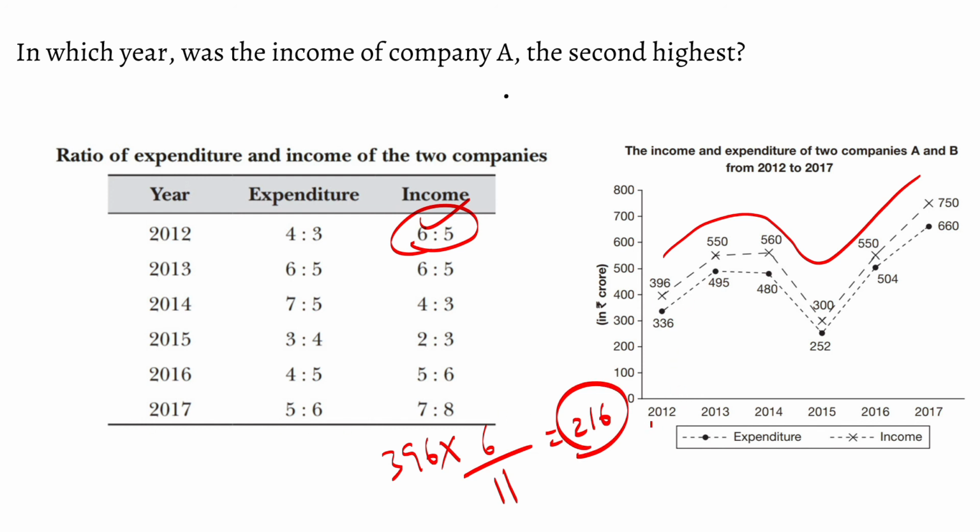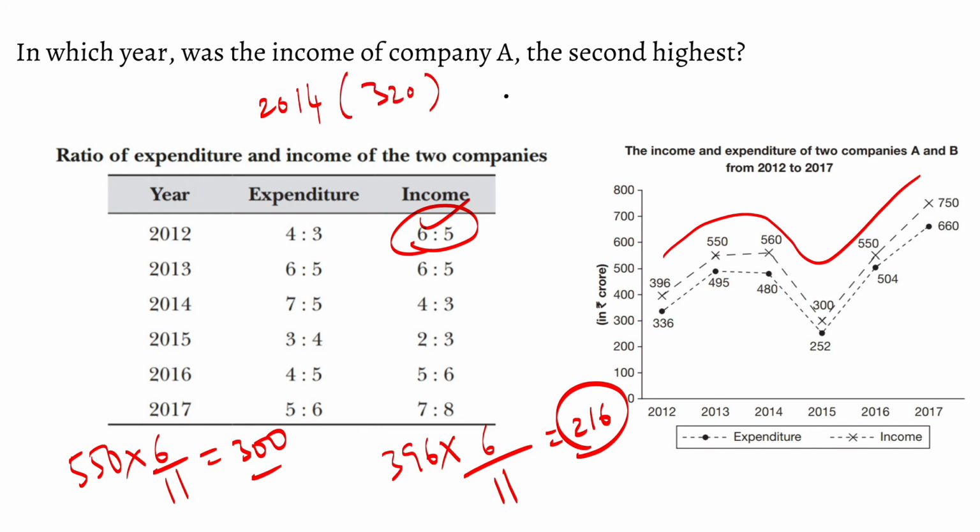This is for 2012. What about 2013? 2013's total income is 550 crores into income of A, which is 6 by 11, right? This will be equal to 300 crores. So likewise, if we calculate in which year the income of A was the second highest, the second highest will be in 2014 and the income is 320 crores. So calculate by taking the total value and the respective ratios of income. The final answer will be 2014, and in 2014 the income earned by A is 320 crores.